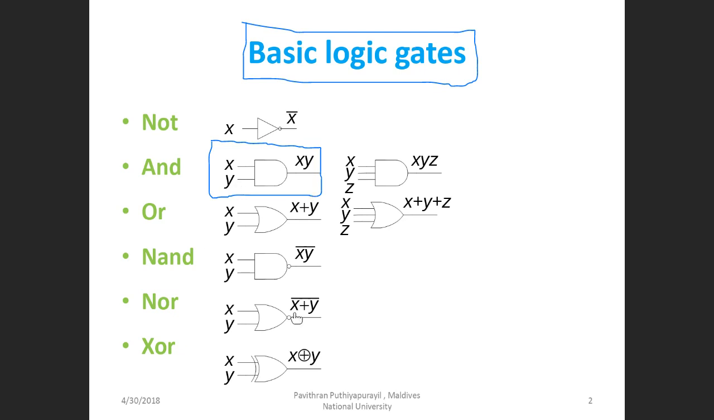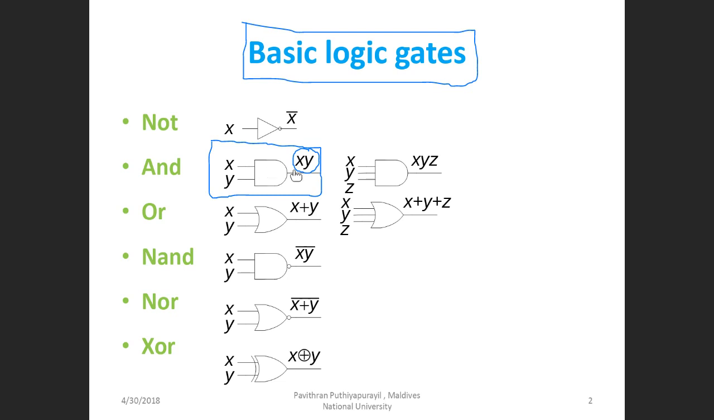There is only one output, but inputs can be 1, 2, 3, 4, anything. In this case they are showing two input AND and three input AND. If you are using a two input AND gate, then x y, that means you are providing x and y and they are multiplying it. AND means this is nothing but multiplication. AND is a symbol of multiplication, x into y.